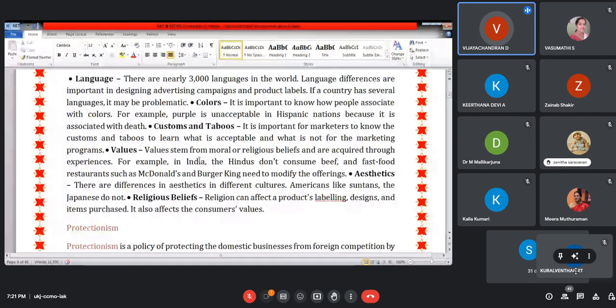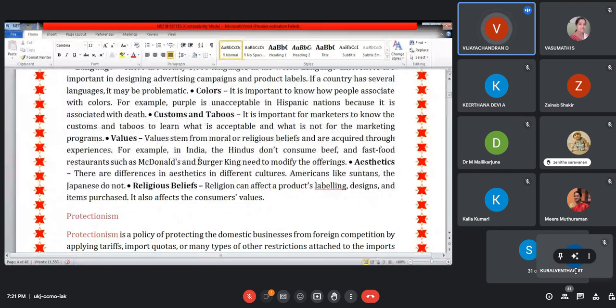Then religious beliefs. Religious beliefs are like labeling and design. I told you, if the packing is in black color, the Indians will dislike it. So these are all the cultural factors the company should study before entering into the market. The different factors: the economic factors and also the socio-cultural factors, I told.